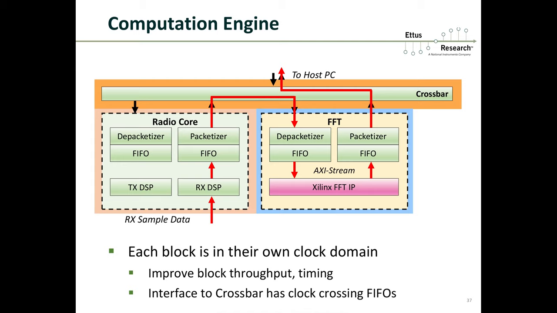Each RFNoC block is clocked in its own separate clock domain. This clock domain may be the same as the rest of the design, or may be different. This can sometimes be useful to improve processing throughput, as well as to help meet timing constraints when building the FPGA bitstream. The block's interface to the crossbar contains FIFOs, which handle the crossing between clock domains.